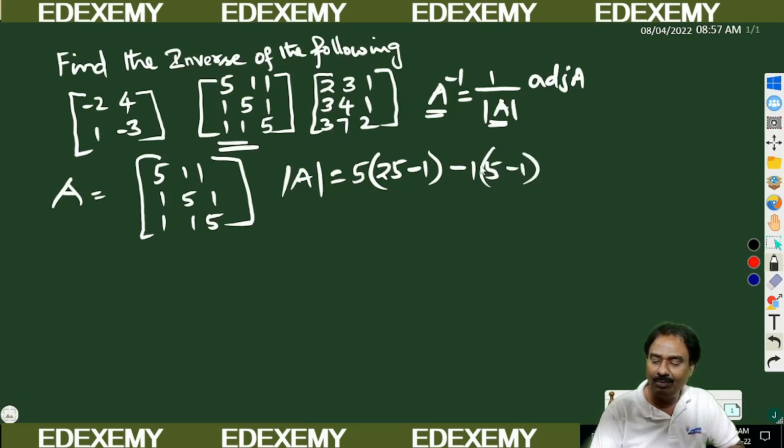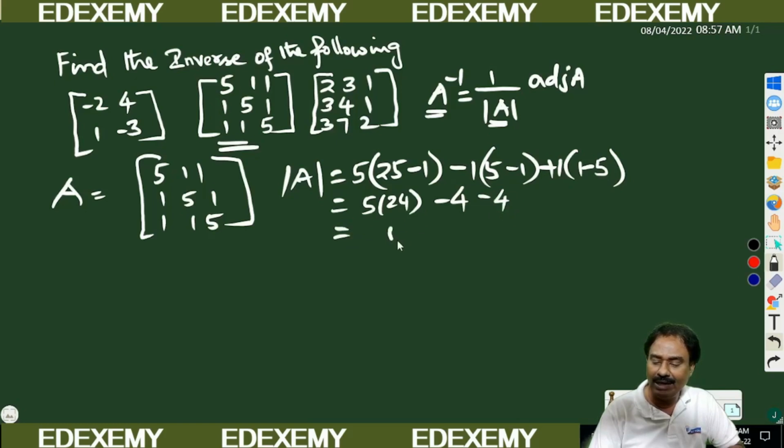Okay, plus minus will become plus here. Now for this you leave that row and column. Now 1 into 1 is 1, minus 1 into 5 is 5. We will simplify this. 5 into 25 minus 1 is 24. Therefore 5 into 24, minus of 5 minus 1 is 4. 4 into 1 is 4. 1 minus 5 is minus 4. This will become minus 4.